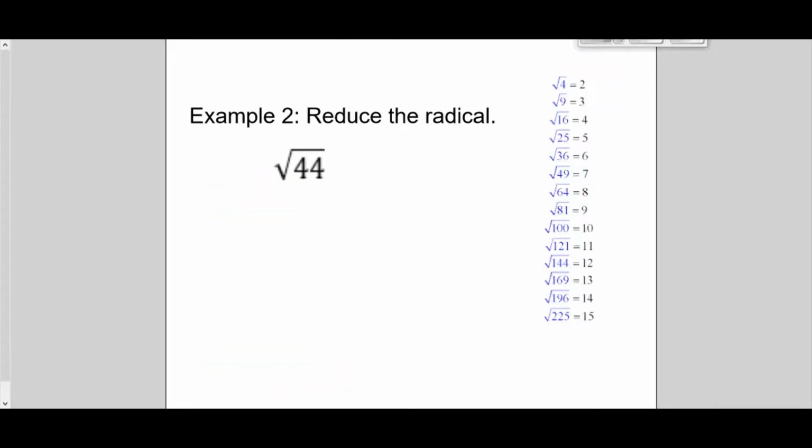So let's look at another example. The square root of 44. I'm going to look at my list again. The square root of 44 is somewhere in between 6 and 7.